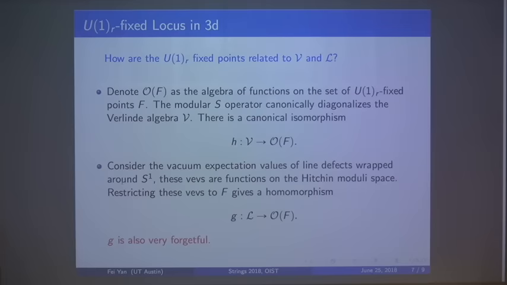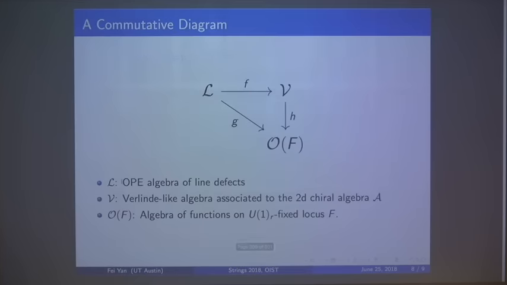Now, the only thing missing is how this relates to the line defect OPE algebra. Namely, you take the line defects wrapped on a circle and consider the vev, and restricting the vev over the U(1)_R fixed points gives you the desired map, which we call G. G is also a very forgetful homomorphism. So those are all the players in the game, and we could organize this into a diagram. A natural question to ask is whether it commutes. As we checked in many examples, it commutes physically, at least heuristically.